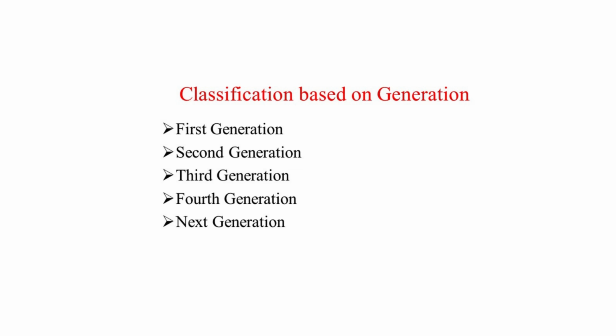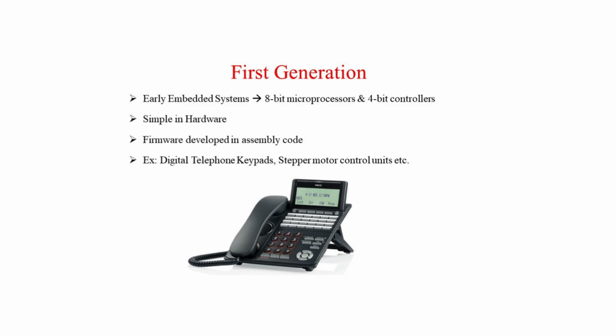Now, the classification of embedded systems based on generation is divided into five types: first generation, second generation, third generation, fourth generation, and the next generation embedded systems.